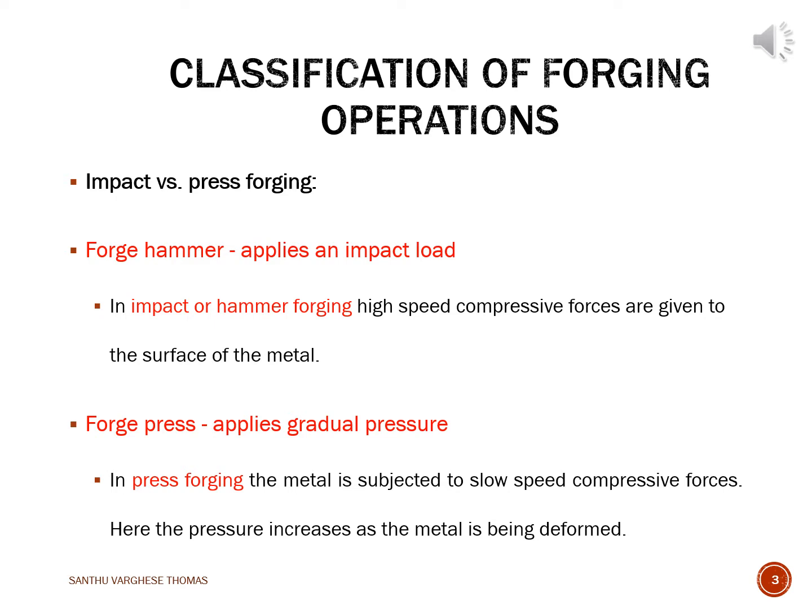Now let's look what are the classifications of forging operations. Mainly, forging operation is classified into two. They are impact forging and press forging process. In impact forging, a forged hammer is used where it applies an impact load on the material, whereas in press forging, gradual pressure is applied on the material using various type of presses.